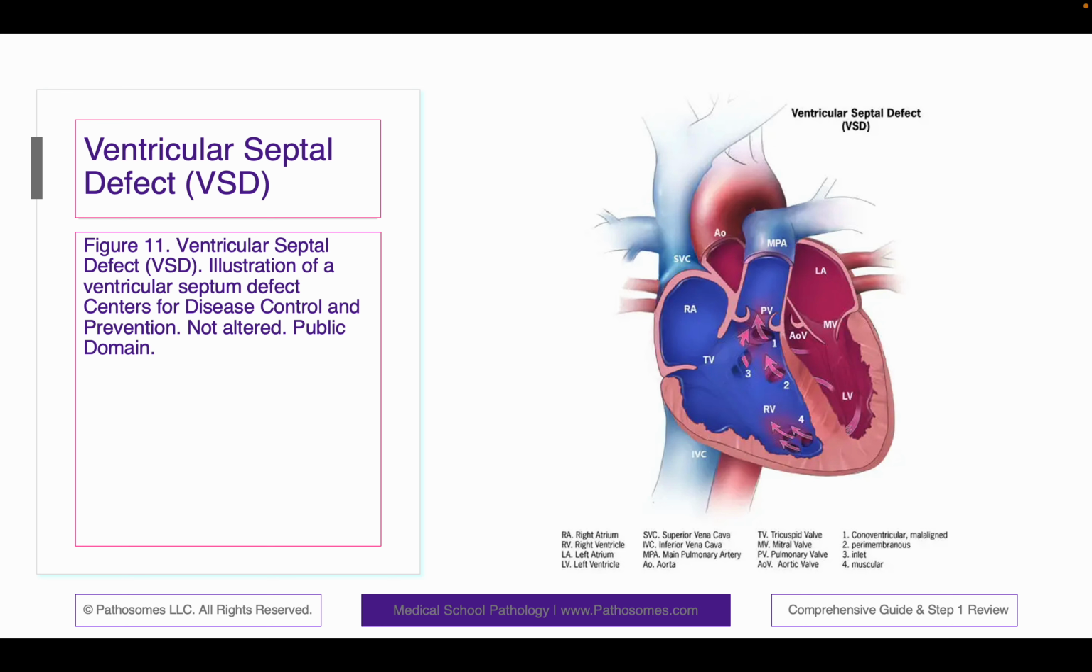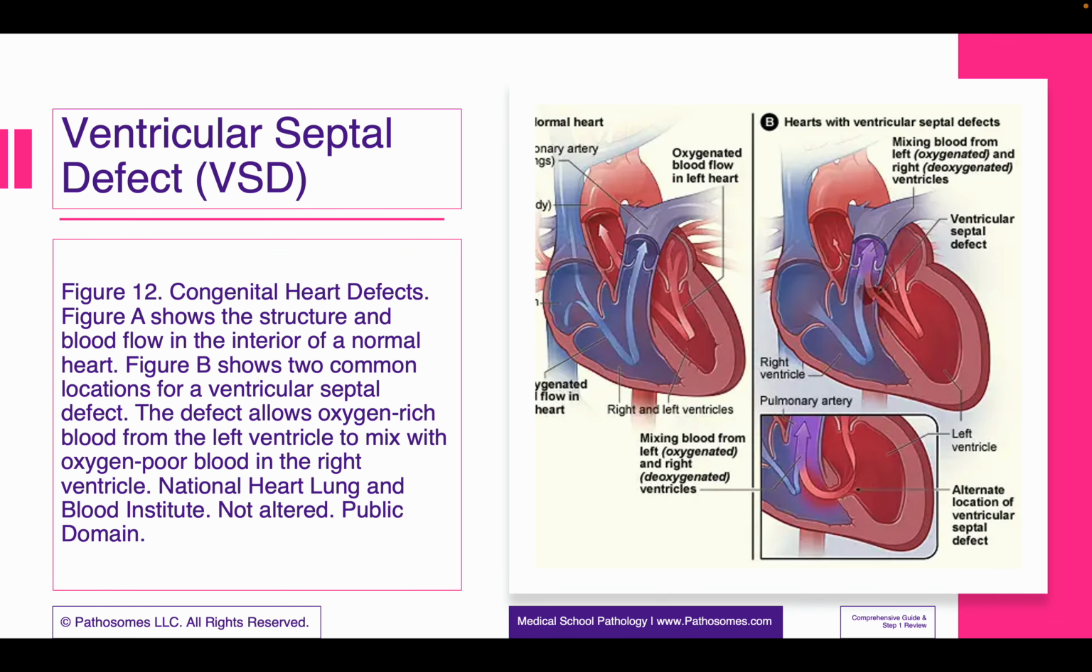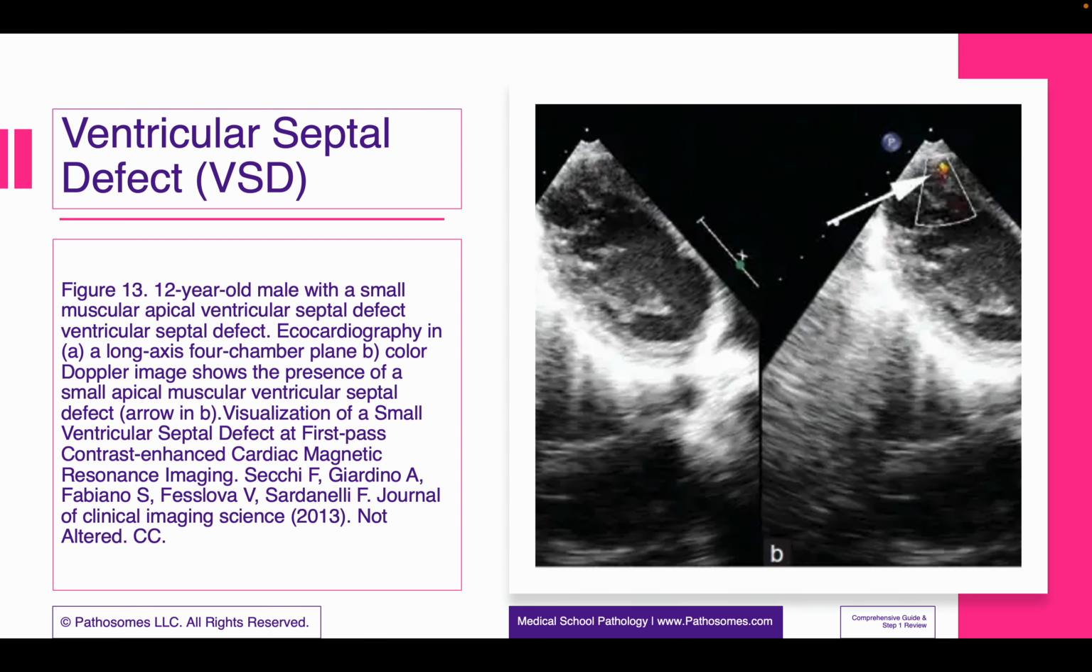Now here we have a cartoon of a ventricular septal defect. Can you see what's happening here? And note that in this cartoon, we have a representation of another congenital heart defect. You can see in the various figures that figure A shows the structure of blood flow in the interior of a normal heart, whereas B shows two common locations of a VSD. And here we have imaging from a 12-year-old male that had a small, muscular, apical ventricular septal defect.